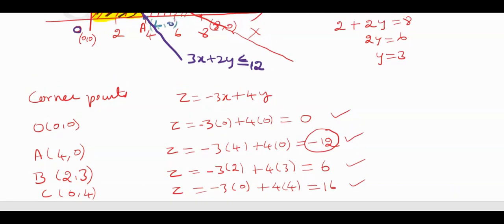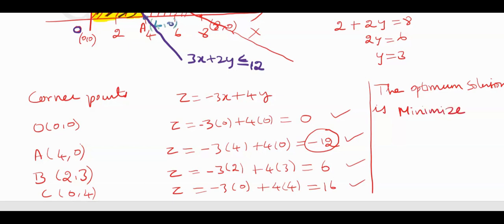So the optimum solution is: minimize z is equal to minus 12 at the point 4, 0.